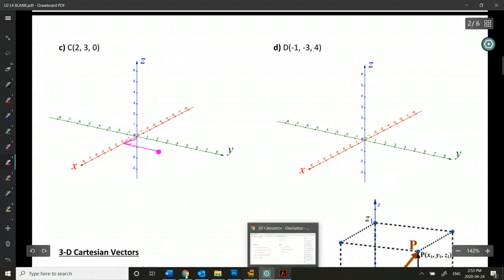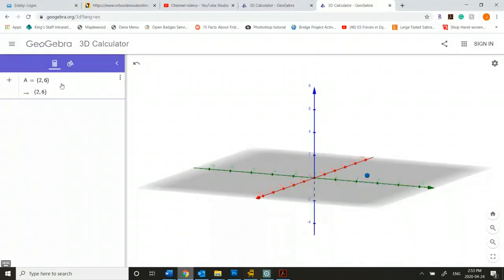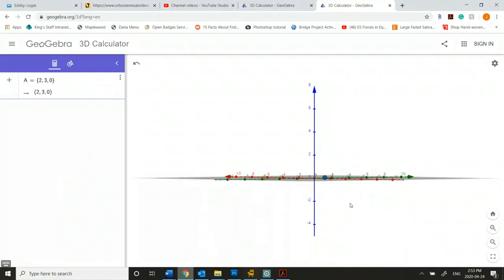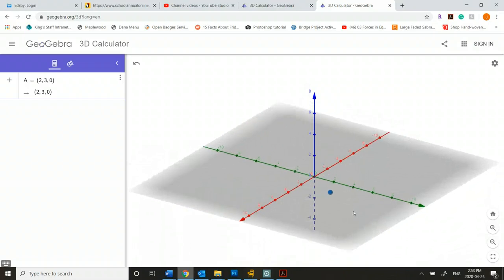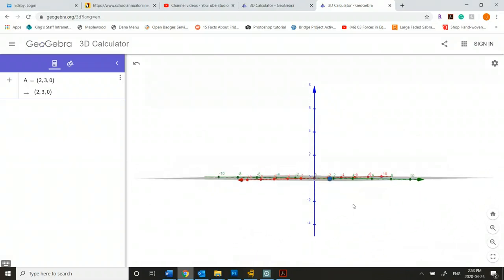I want to show you this one on Geogebra. 2, 3, 0. Here we go. You can see that it's literally in that plane right there because it hasn't gone up or down on the Z axis.